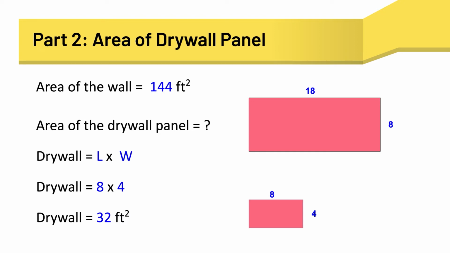One way to solve this question is to see how much area each drywall panel covers on its own. The standard panel is 8 feet by 4 feet. As each panel is a rectangle, this means multiplying 8 and 4 to get 32 square feet.